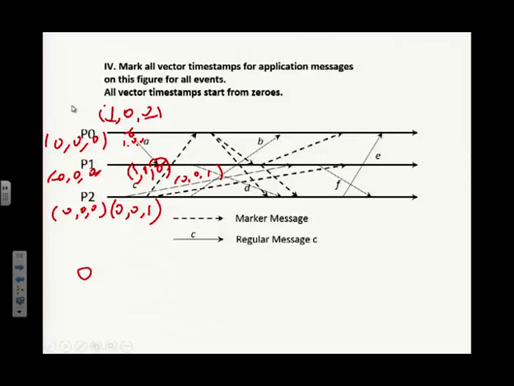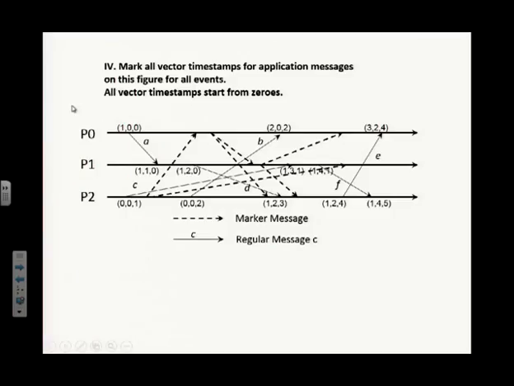You continue the timestamps for all the rest of the events. This is similar to what we solved in the exercise on Tuesday. All of you can verify your answers on the slide. Does anybody have questions with respect to this exercise?